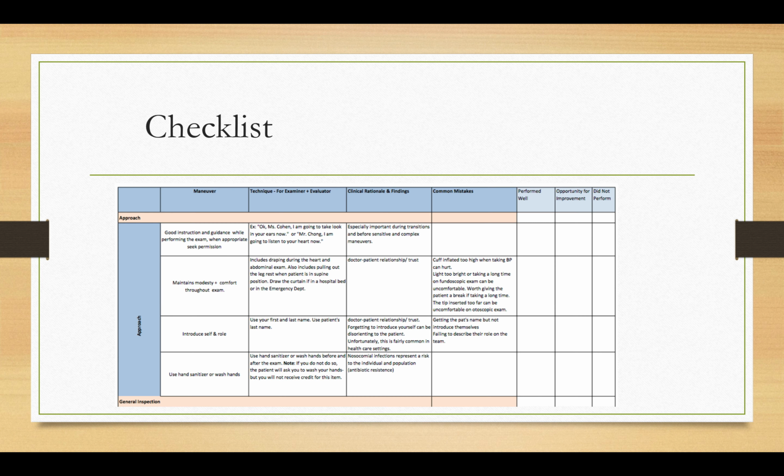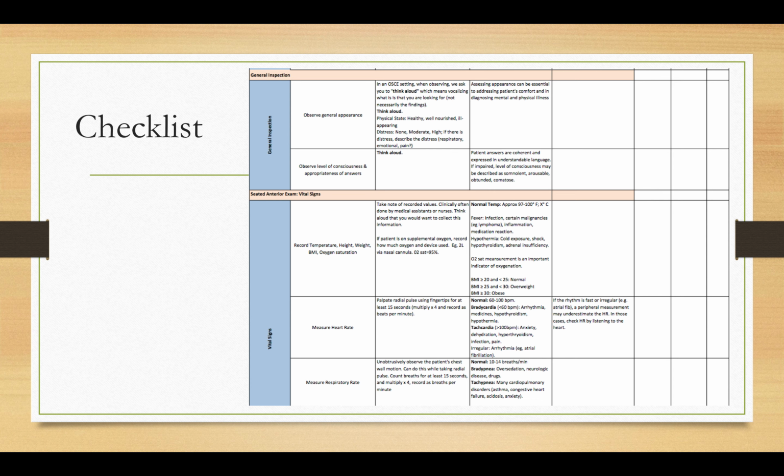Here is a page from the checklist. Okay, this is the first part of the checklist, just purely about the approach. Did you give good instruction? Did you maintain modesty? Did you introduce yourself? Use hand sanitizer, etc. As you move on in the checklist, it goes on to general observation, your general appearance. Did you do a think aloud about that? Did you think aloud about the consciousness? And then you go on to various parts of the physical exam. It goes on from vitals and then moves on to HENT and then goes on to cranial nerves.